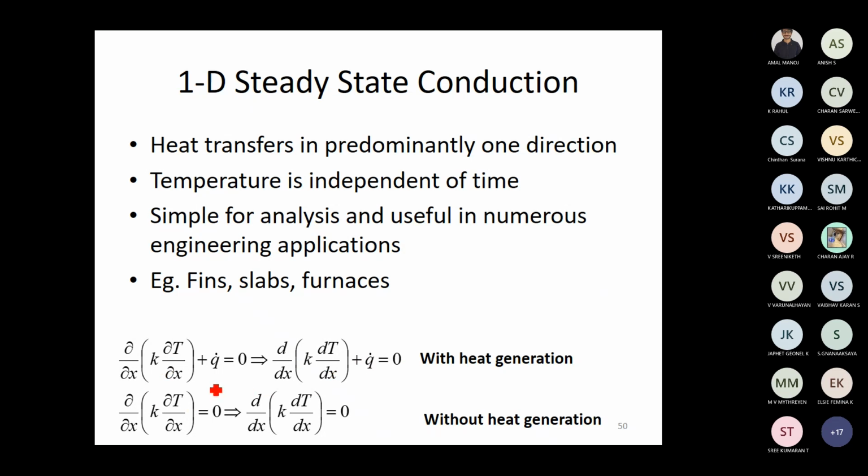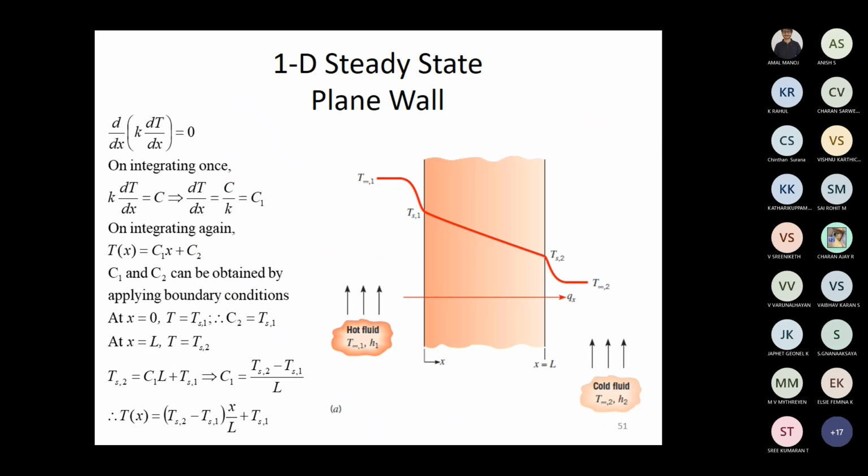Now, if there is no heat generation also, then q dot will vanish, and all you have will be d by dx of k dt by dx is equal to 0. Now, since k is function of x only, we can actually take it out because we are considering only x direction, and k is function of x only. So k will remain constant, and we can actually take k out of the derivative for much simpler treatment.